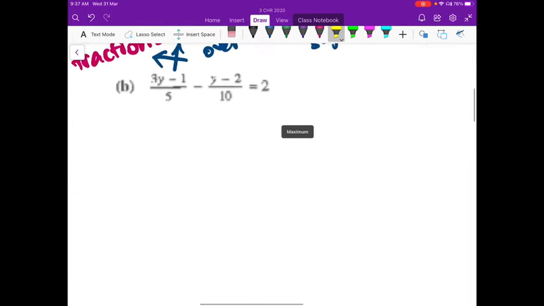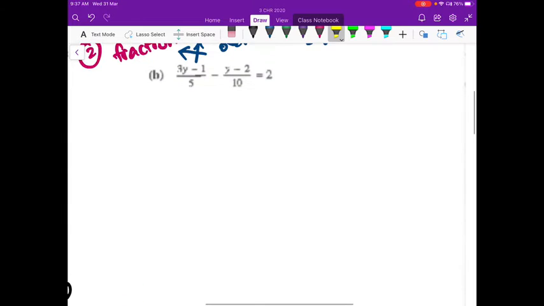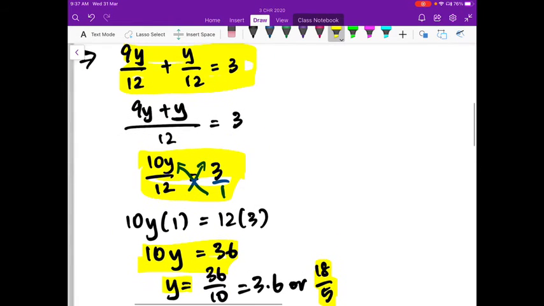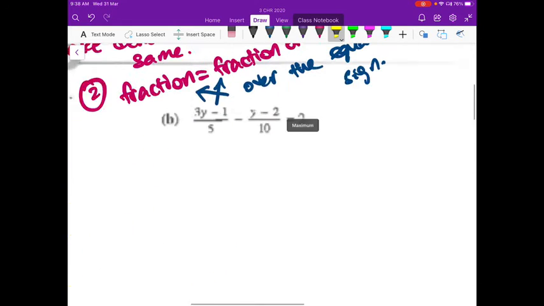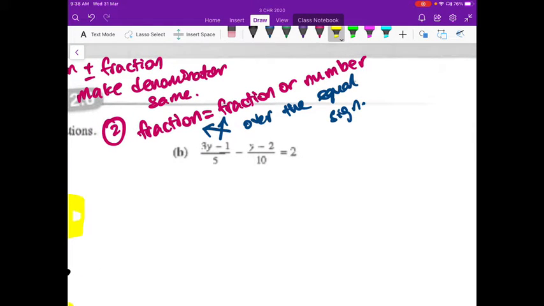Let's start with part B. Fraction minus fraction. Reese, what should we do for the first step? Very good. Make the denominator the same. What should the denominator be? Very good. So what do I need to multiply the first denominator by? Times 2. Good. Numerator also times 2. Now the denominators are the same.